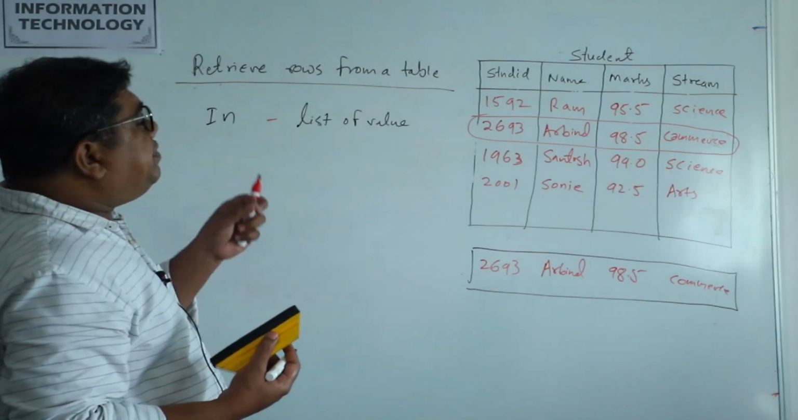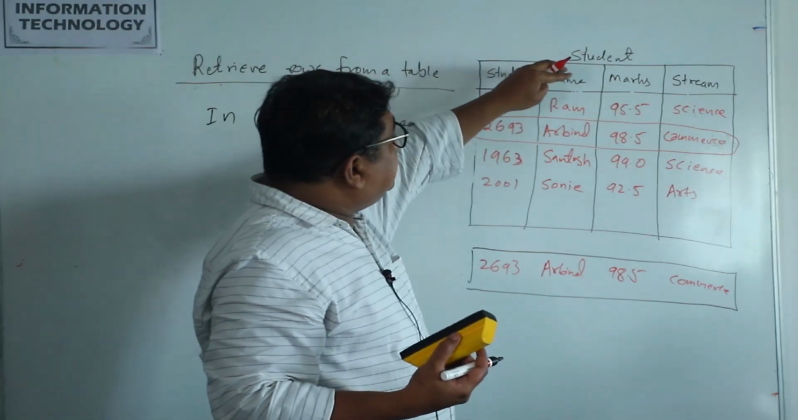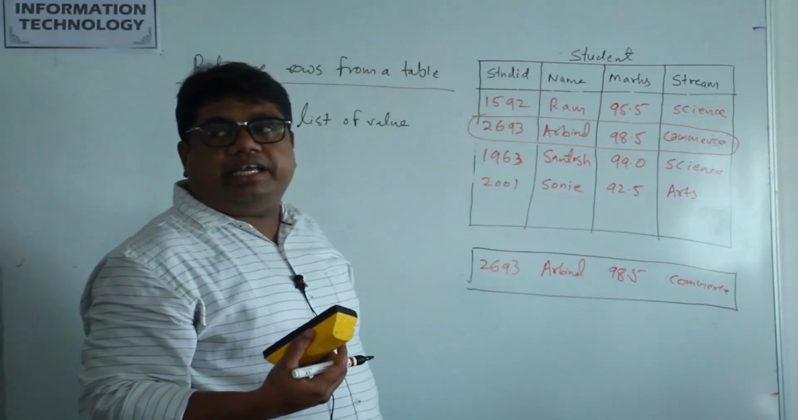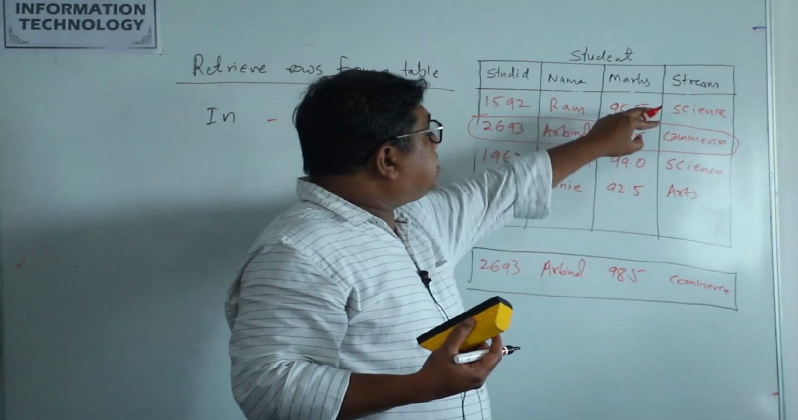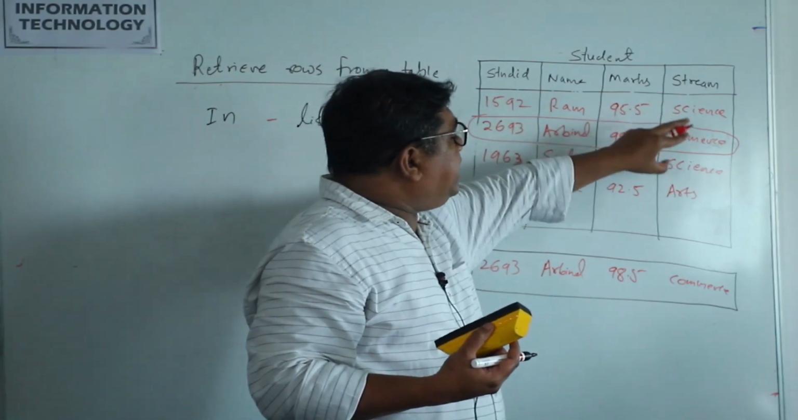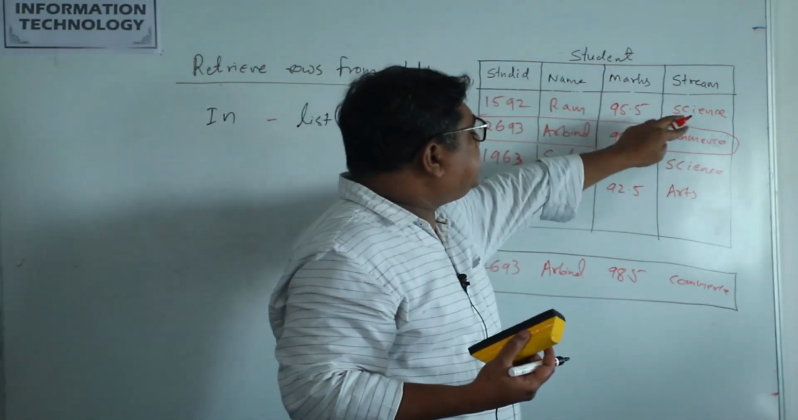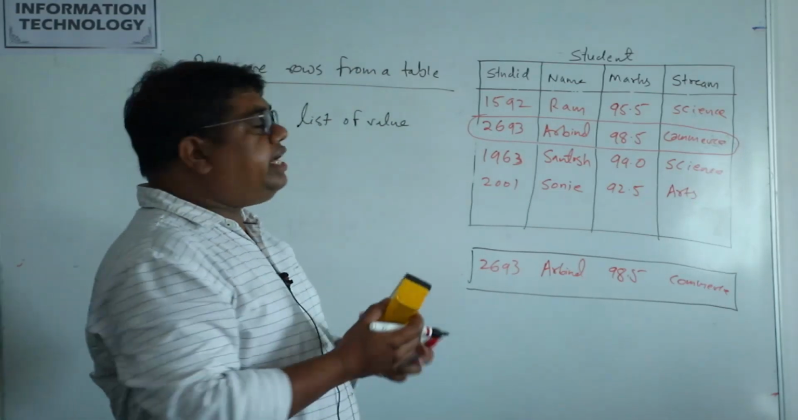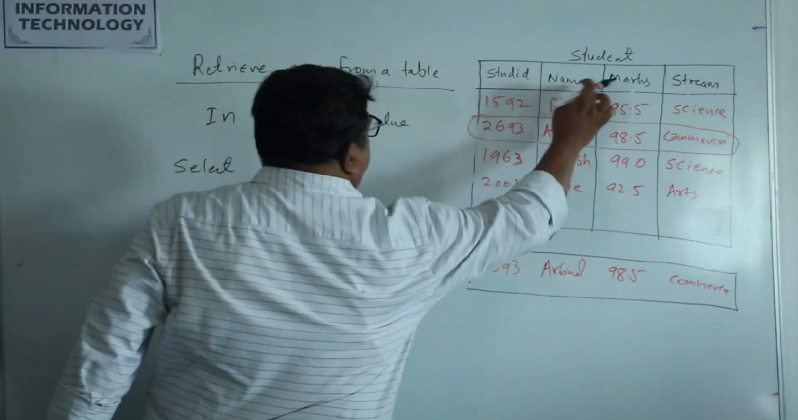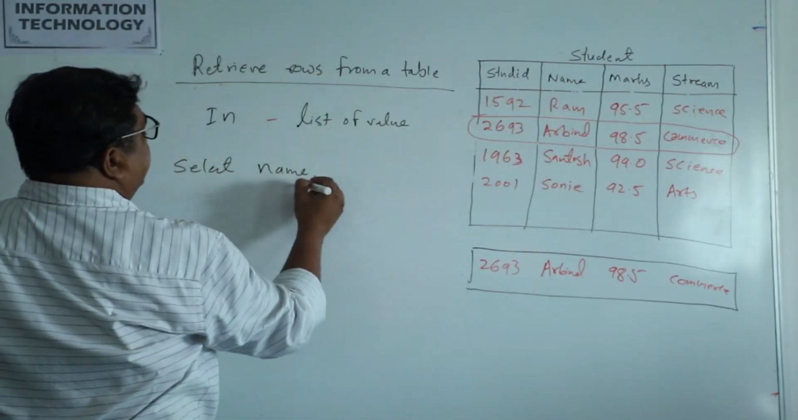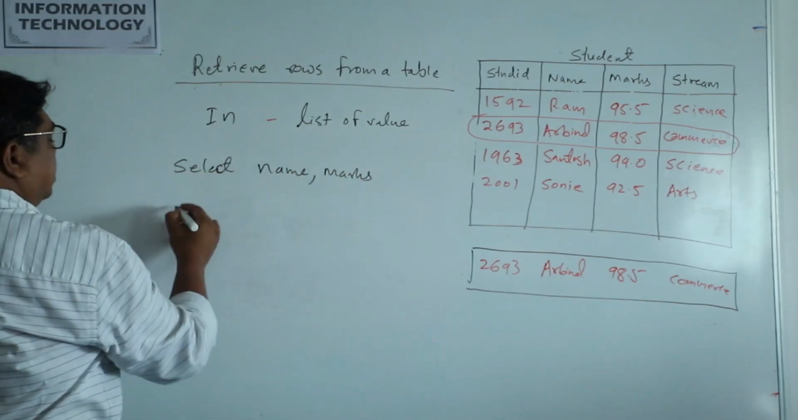Suppose I want to display the name and marks, only of science and arts students. How will I write it? I will write select, then the column names name and marks. Two column names over. Then we will have from.